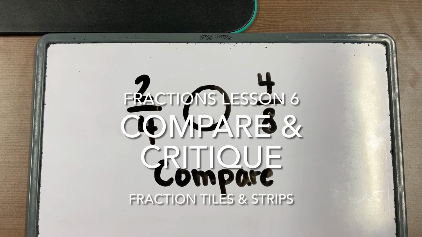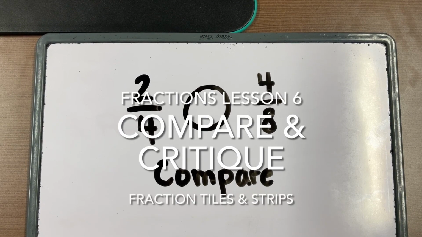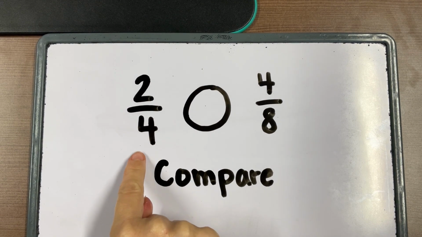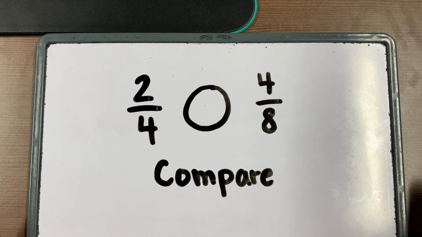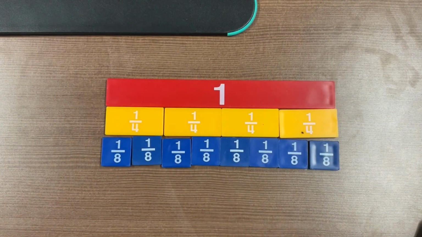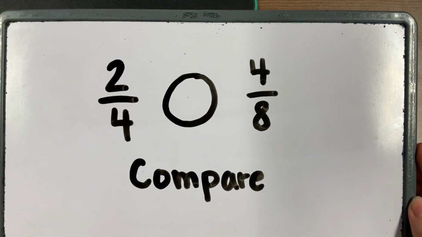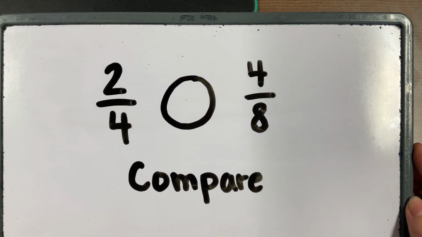Today we are comparing fractions. Here we have 2/4 and 4/8. How can we compare them? We're going to use fraction tiles or fraction strips to prove it. Using these fraction tiles here, how can I prove the comparison of 2/4 and 4/8?